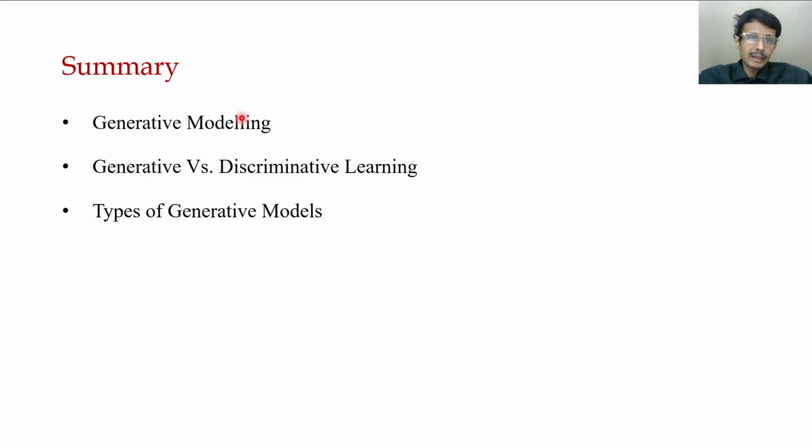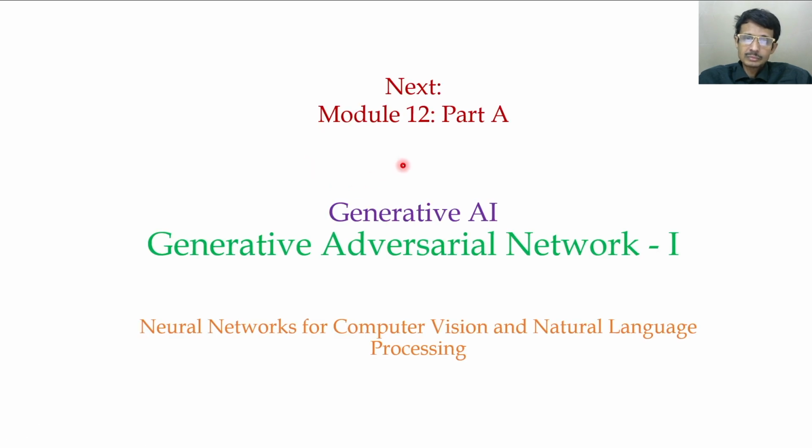So in summary, in this lecture we defined generative modeling, and then we tried to understand the difference between generative and discriminative learning, and then we discussed some different types of generative modeling. In the next lecture we will start the generative adversarial network properly.